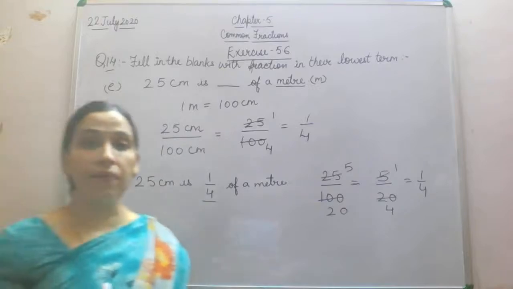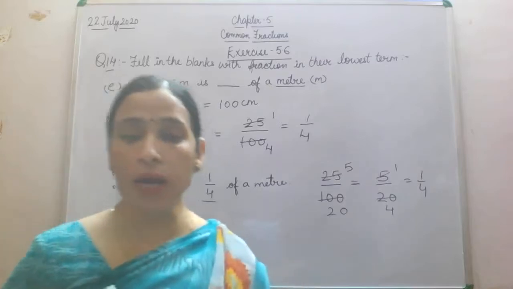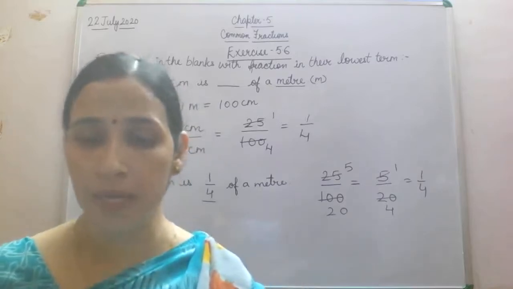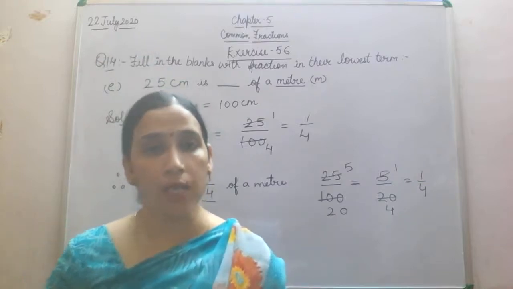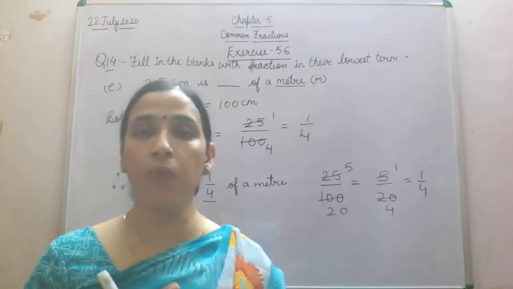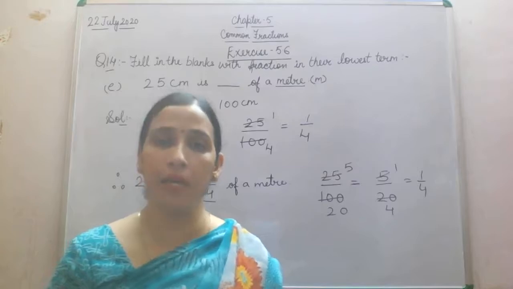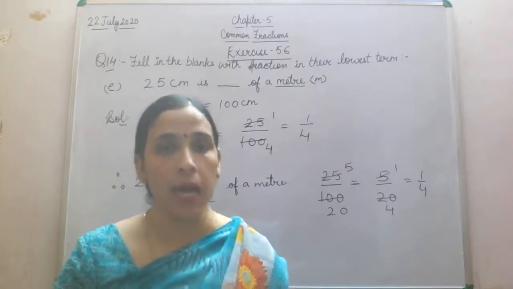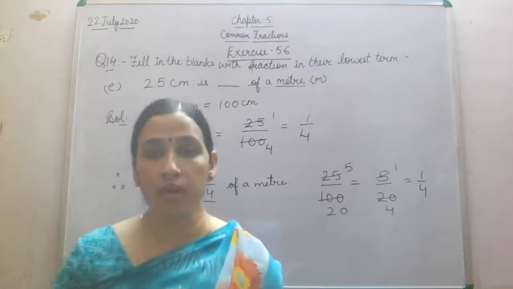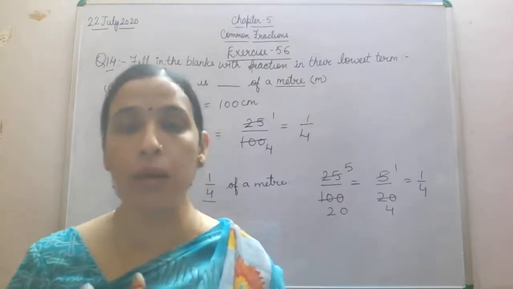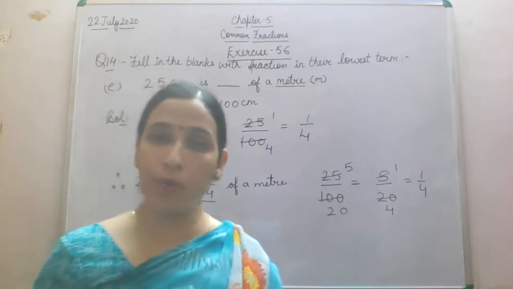Now we are left with our F part of this question number 14. Now F part is: 10 paisa is dash of 1 rupee. Now as you all are aware, in 1 rupee we have 100 paisa. To find out the fraction, 10 paisa will be divided by 100 paisa and you will get 1 by 10 as the answer, and you will write that 10 paisa is 1 by 10 of 1 rupee. Now F part you will do it yourself.